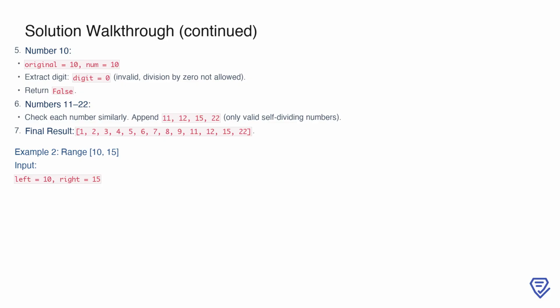Moving forward, we continue checking numbers from 11 to 22. For each number, we extract its digits one by one, ensuring that none are 0 and verifying that each divides the original number evenly. Based on this criteria, the numbers 11, 12, 15, and 22 qualify as self-dividing and are added to the result. By the end of this range, our final result list for numbers between 1 and 22 is 1, 2, 3, 4, 5, 6, 7, 8, 9, 11, 12, 15, 22.